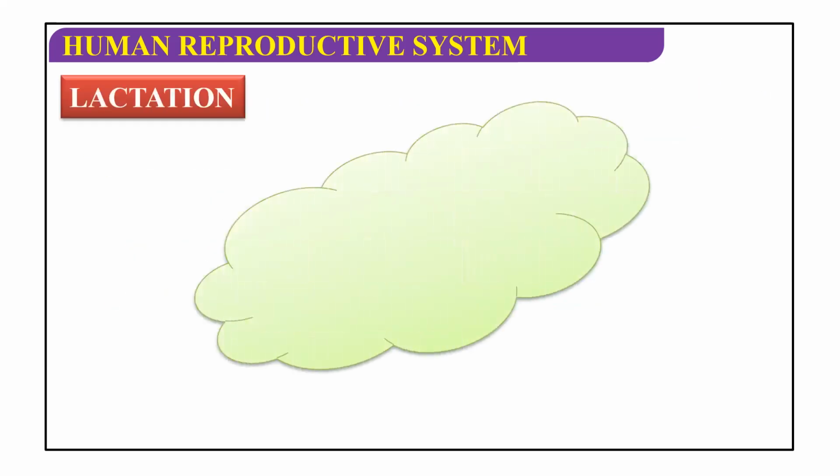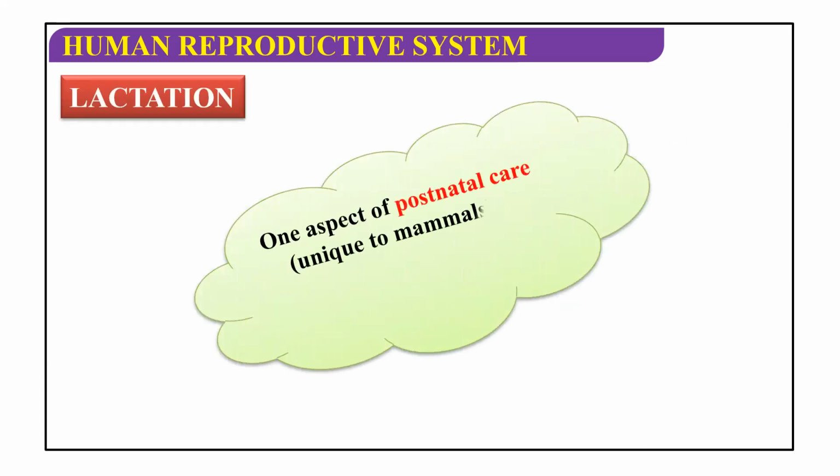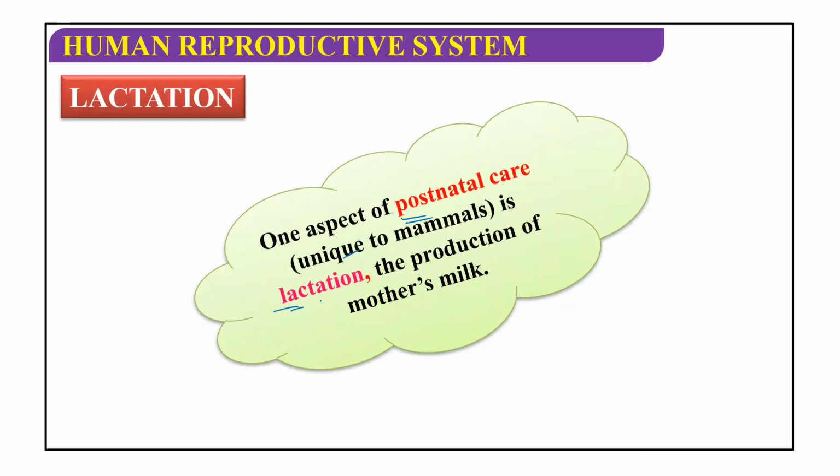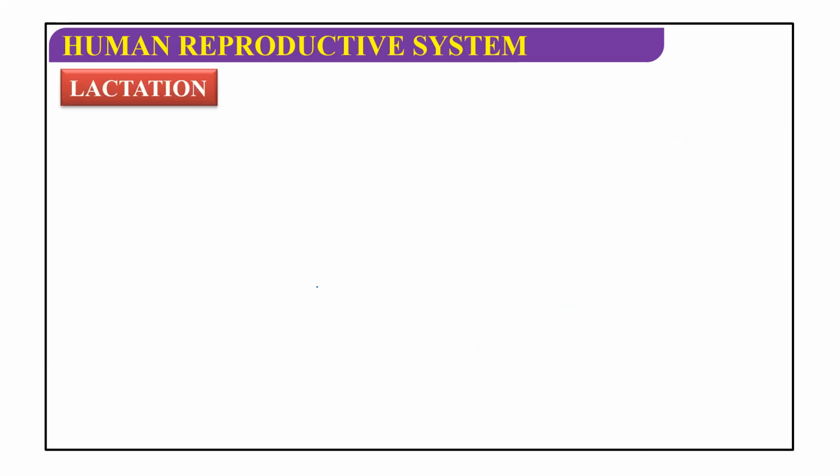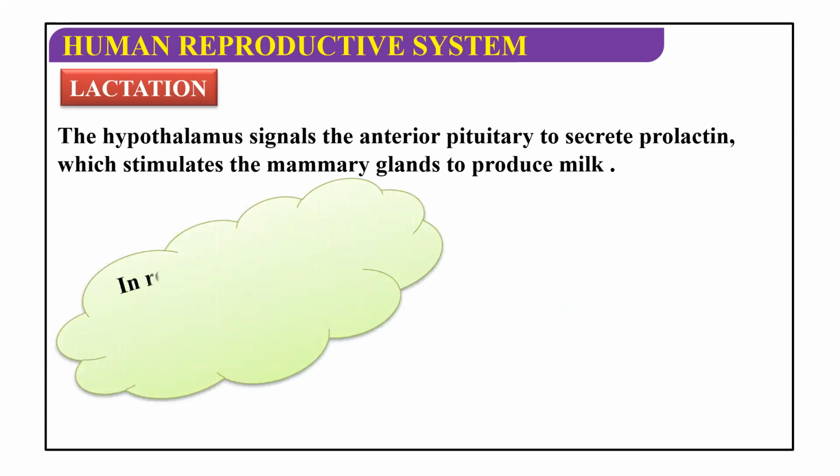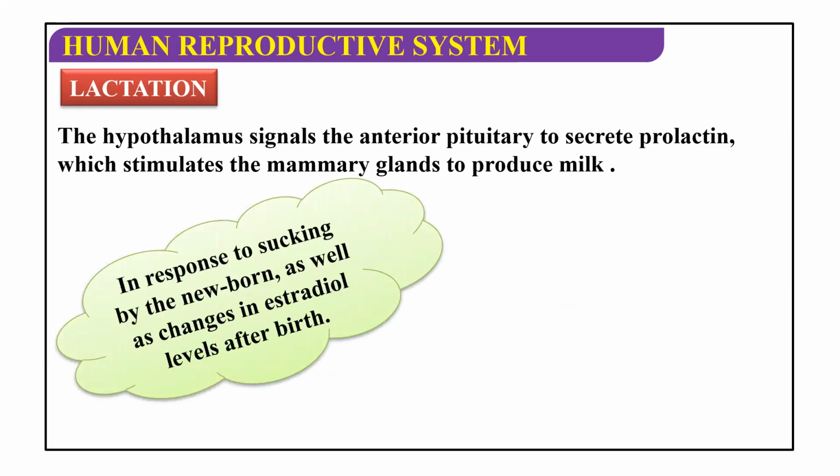After parturition, there is lactation. Lactation again is a neuroendocrine mechanism. It is for the newborn baby, and it is unique to mammals. Lactation is the production of mother's milk. Lactation basically involves two phases. The first phase is milk secretion.